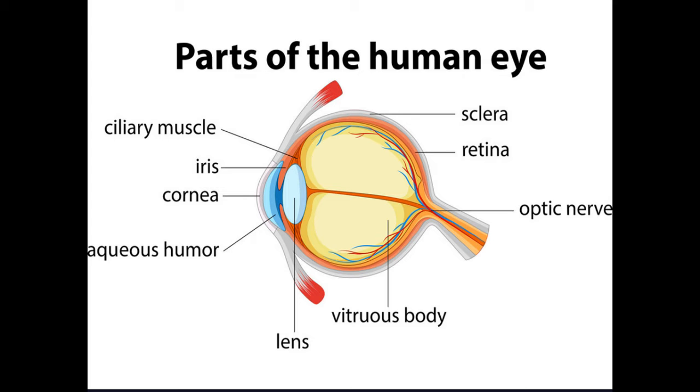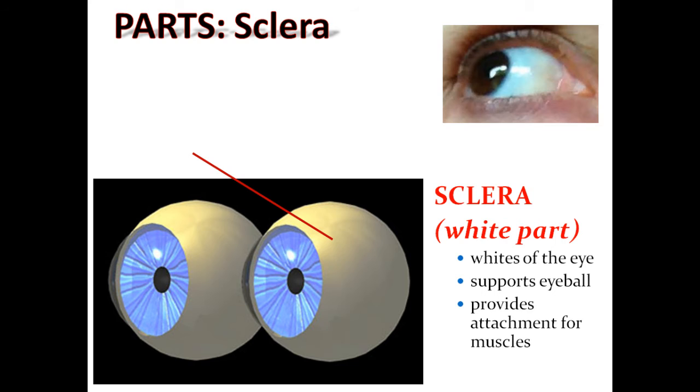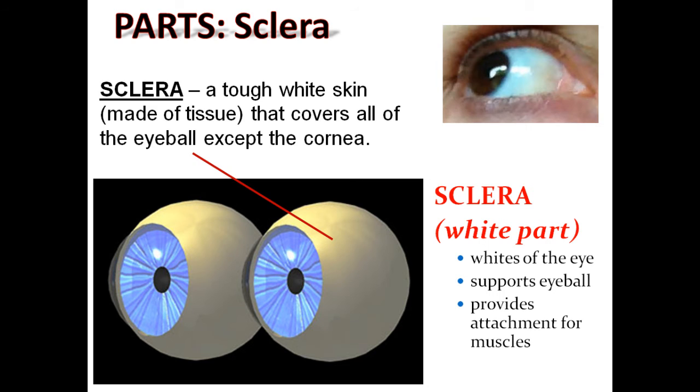First of all, we are going to discuss the eyeball. The eyeball is the round part of the eye within the eyelids and socket. We are going to discuss the sclera, the white part of the eye, which supports the eyeball and provides attachment for the muscles. A tough white skin that covers all the eyeball except the cornea is called the sclera.